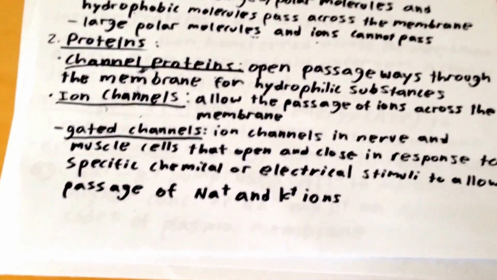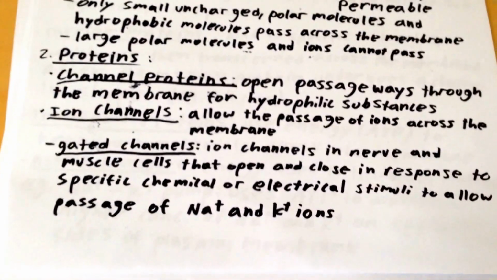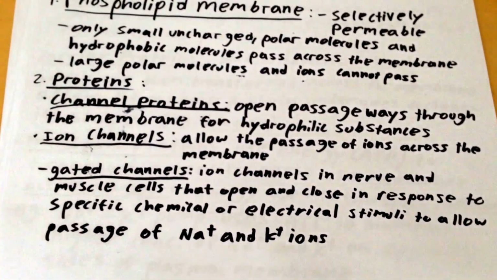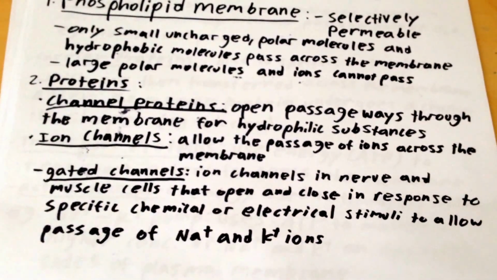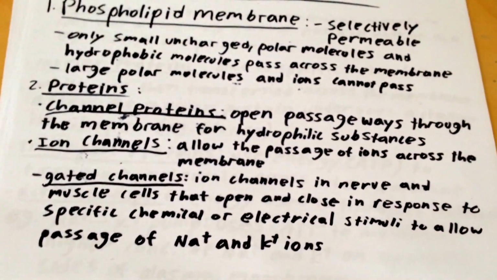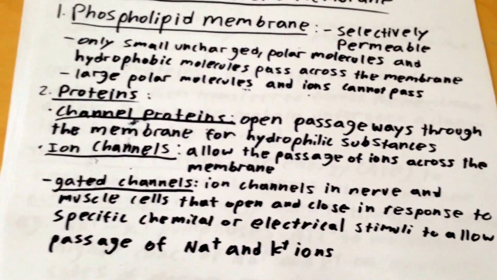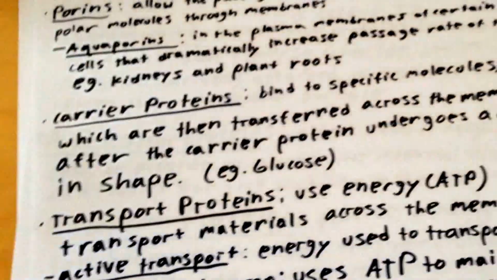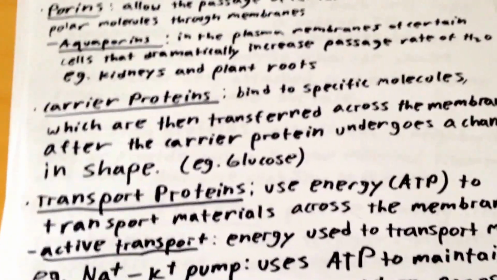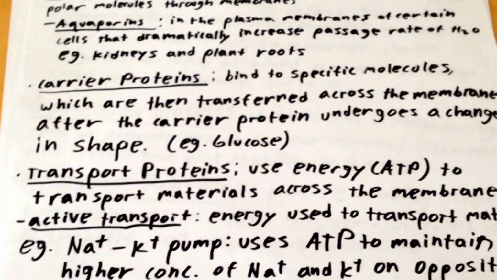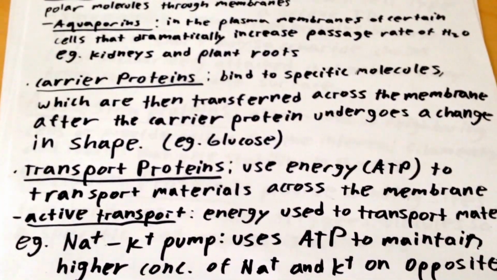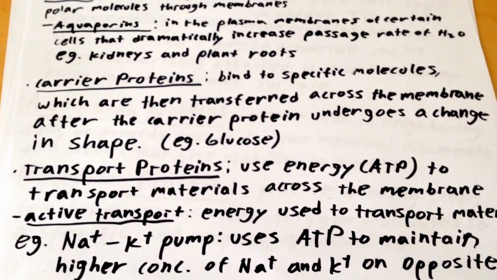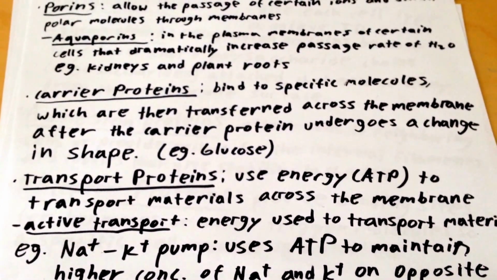So these allow for, as we've seen, muscle contraction and action potentials across neurons. Another type of protein is called a porin, and these allow the passage of certain ions and small polar molecules through membranes.